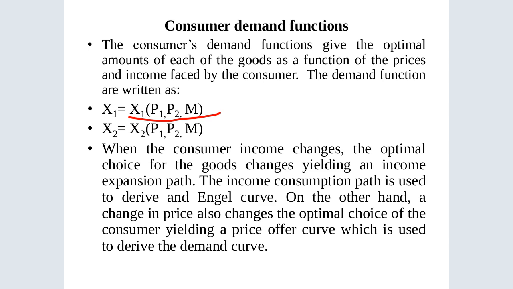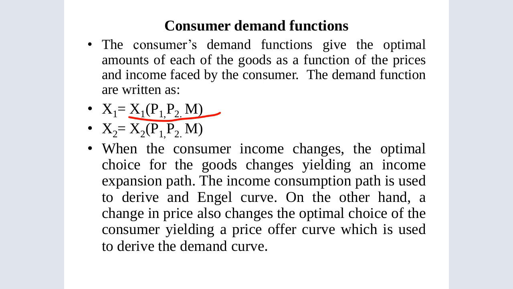When the consumer income changes, the optimal choices for the goods change, yielding an income expansion path. So there is what we call an income expansion path, which simply traces the changes in the consumer demand as a result of the change in income. Now the income consumption path is also used to derive what we refer to as the Engel curve.